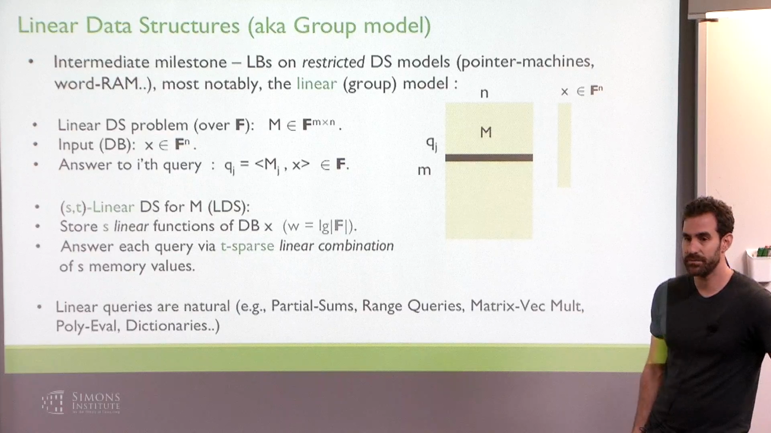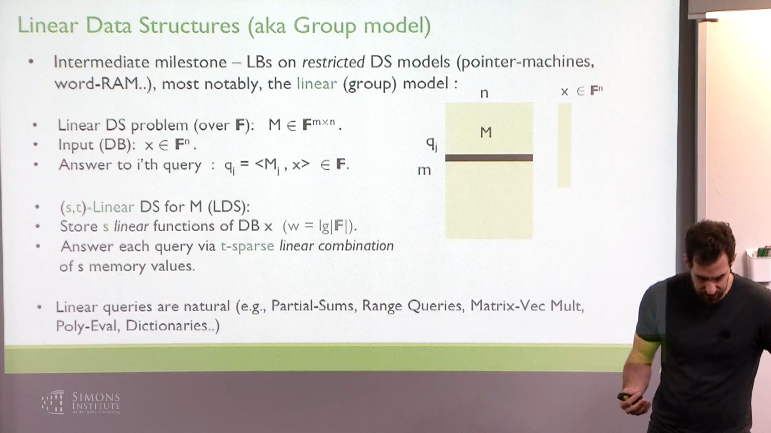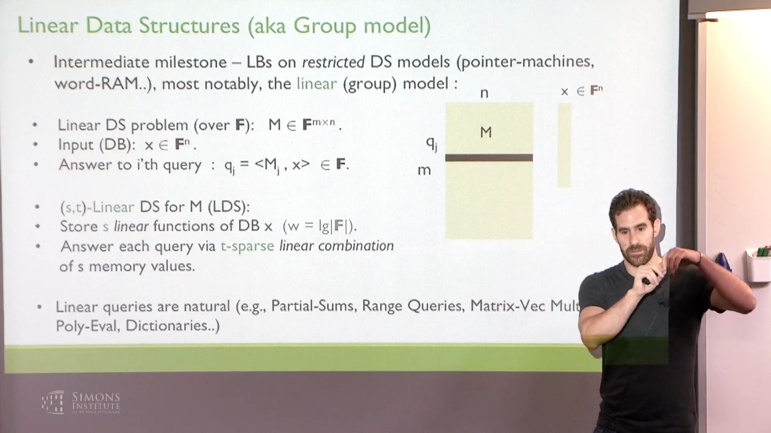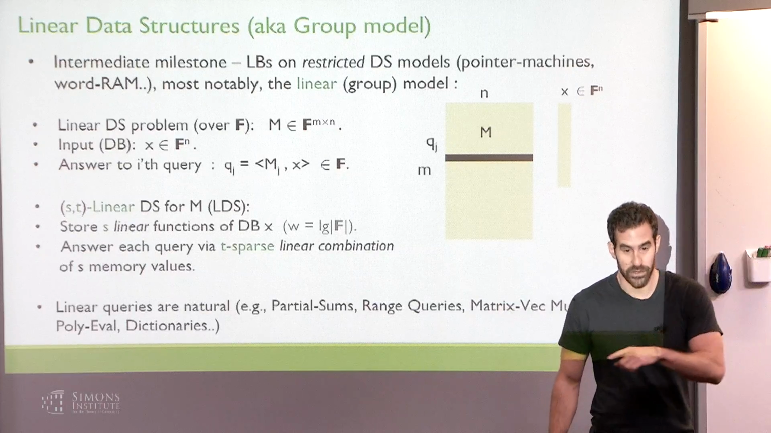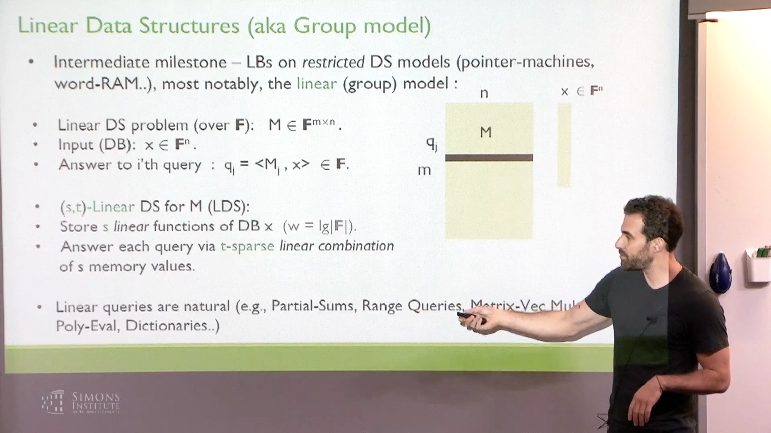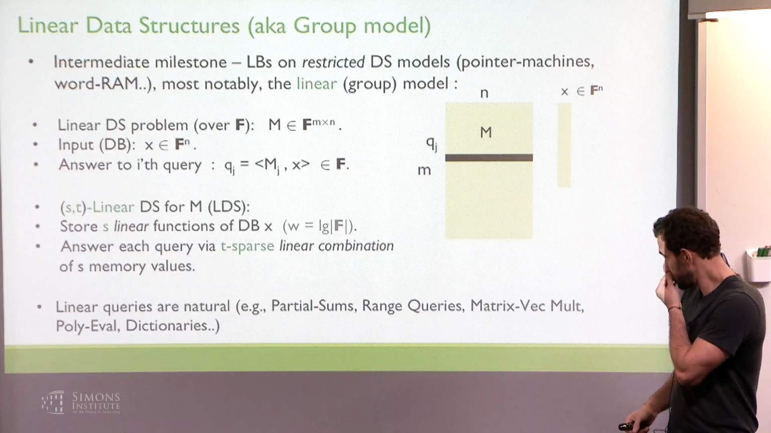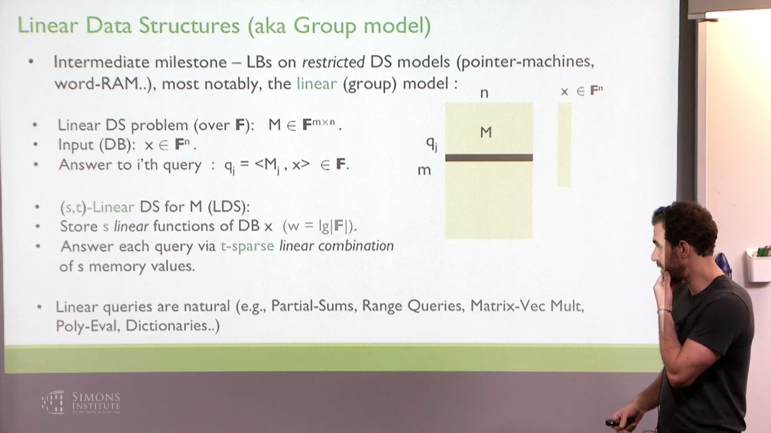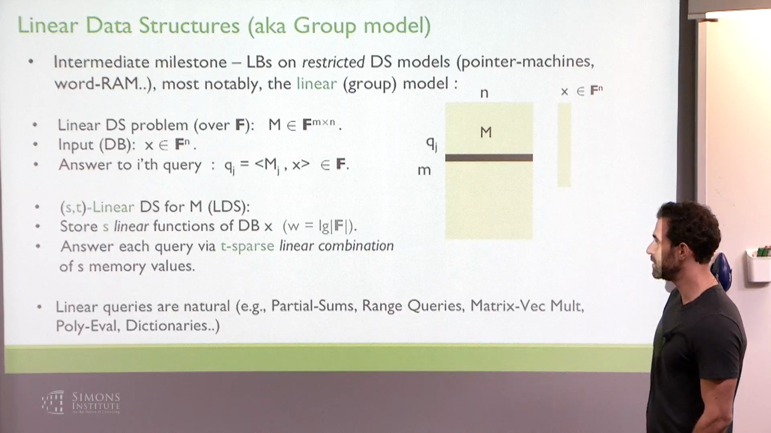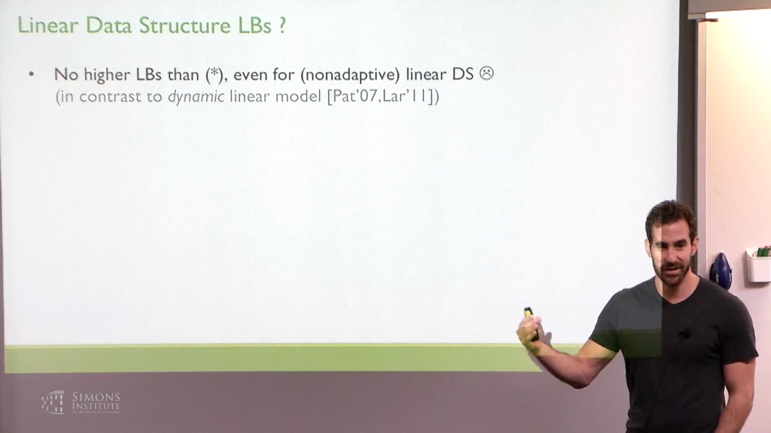So linear data structure problems are both interesting and non-trivial to solve. The partial sum problem is, as an example, just the lower triangular matrix. Another example: polynomial evaluation is just a Vandermonde matrix. What else? Dictionaries are just the identity matrix. So we have natural special cases, and the saga goes on.